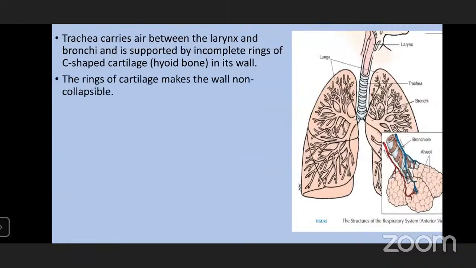And the rings of cartilage will make the wall non-collapsible due to the presence of these tracheal rings. The trachea or the bronchi where they are present will not get collapsed when there is no air inside it. So that is the use of this C-shaped cartilage.